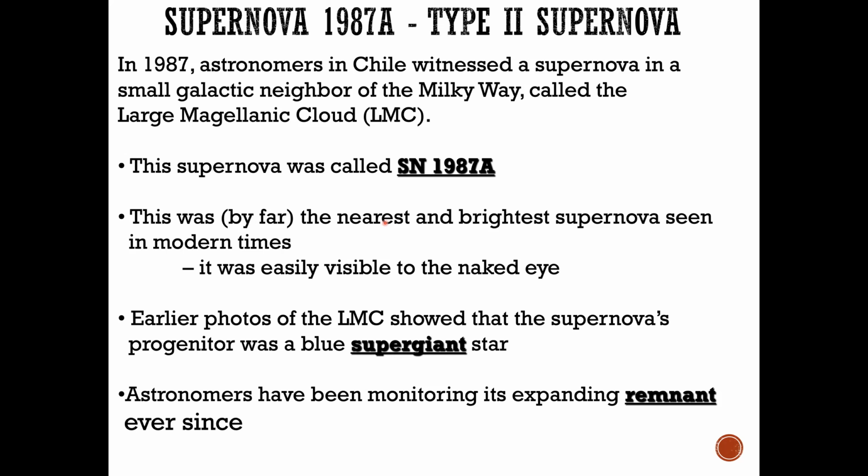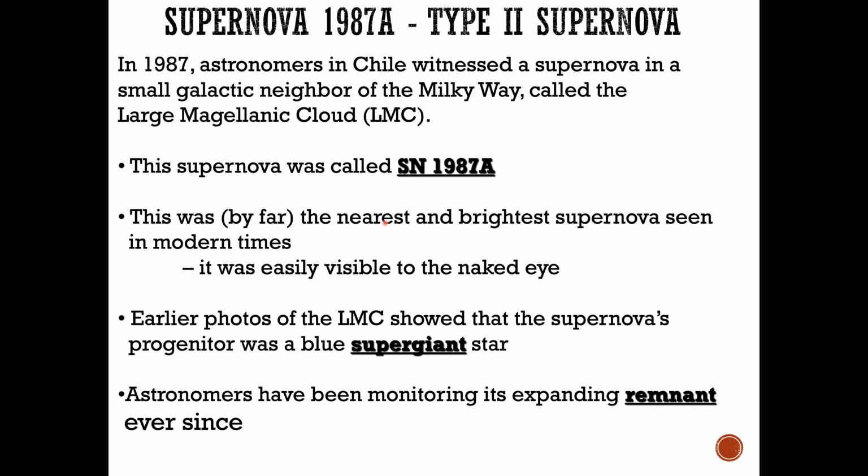He named the supernova SN 1987A, which is one of the famous supernovas in the recent past. The reason is that this was the nearest and brightest supernova we have seen in modern times, right? And it was easily visible to the naked eye. Even if you went outside and looked up, this supernova was visible at that time.